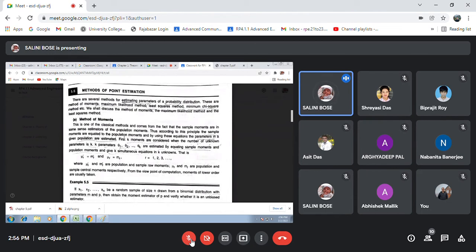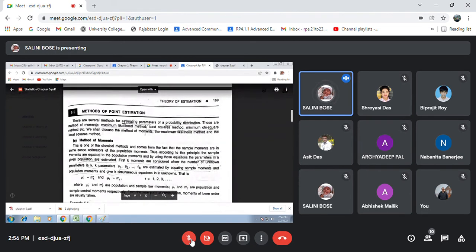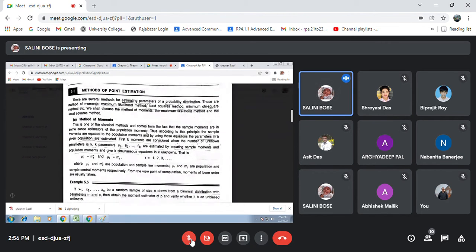And the next part is the method of point estimation. There are several methods of point estimation. First one is method of moments. Method of moments means what? That means the sample moments and the population moments are equated. Moment zero, moment one, right? And finally, on the basis of the equation you get, you will estimate the population parameter. That is called the method of moments.